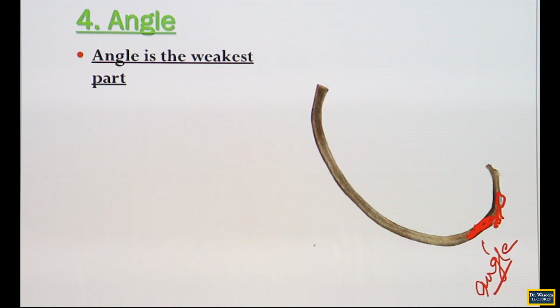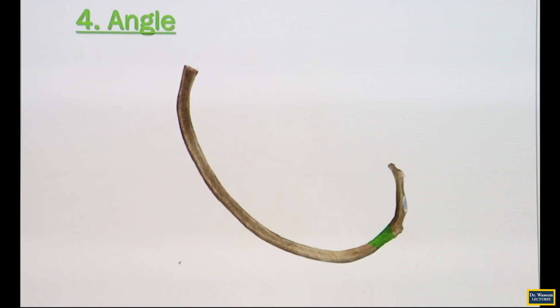In a direct injury, any part can be fractured, but in an impact injury, if there is trauma from outside here, usually the part of the rib that fractures most is the angle, or the part a little anterior to the angle where there is a maximum curve. This is called the angle. This is the fourth part of your rib, the angle. You see this green color, this is the angle.